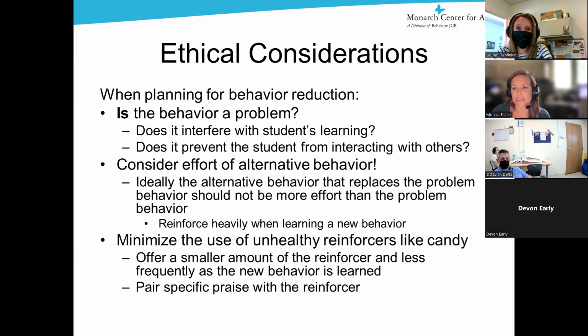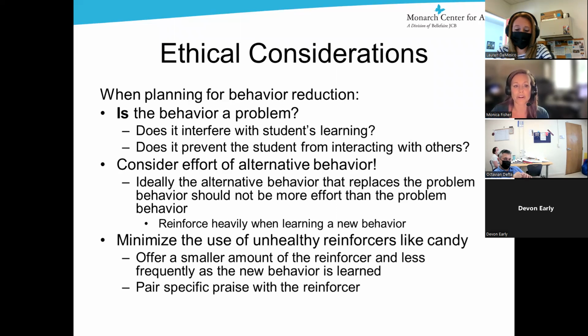Some ethical considerations when we're thinking about behavior change procedures or planning for behavior reduction. Is the behavior a problem? I'll be perfectly honest, there have been some criticisms of applied behavior analysis in the past because ABA has focused in the past on some behaviors that are actually not problems.